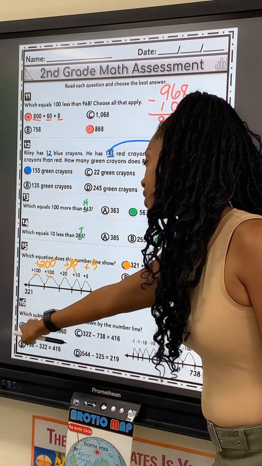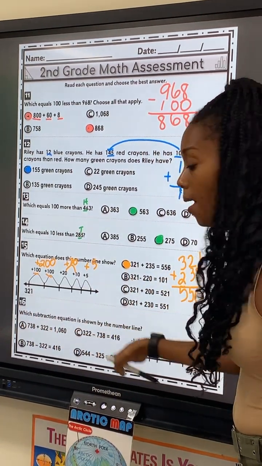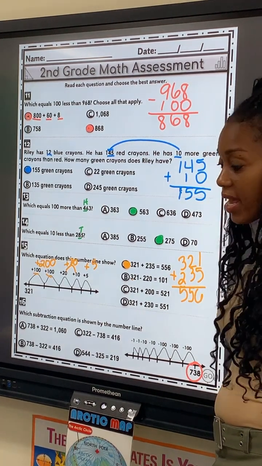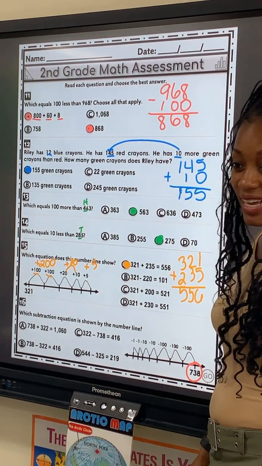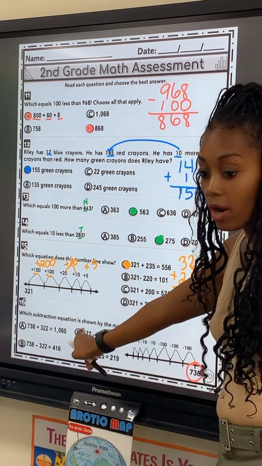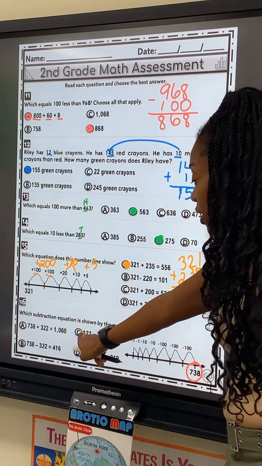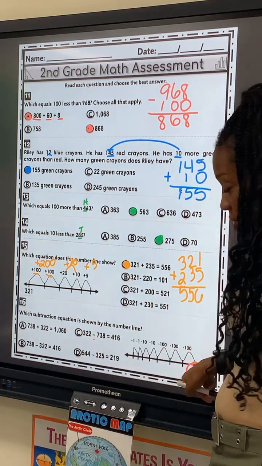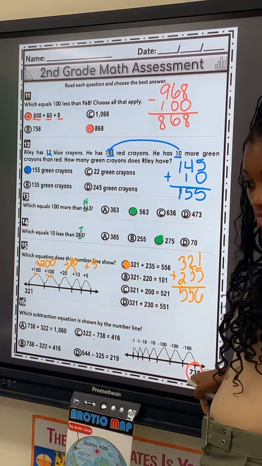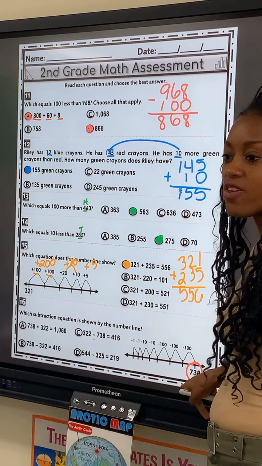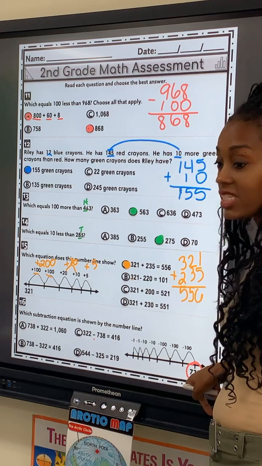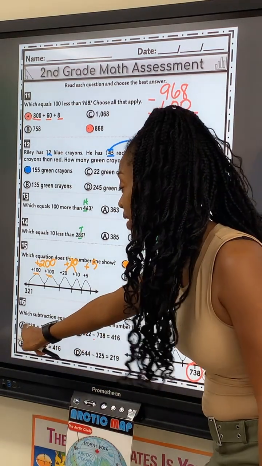Number 16 says, which subtraction equation is shown by the number line? We start right here at 738. So right away, through process of elimination, my answer cannot be D or C. Because C starts at 322. Is that where we started? No, D started at 544. Is that where we started? No. So right away, you have a better chance of getting this answer correct. And that was just through process of elimination. So it can only be A or B.